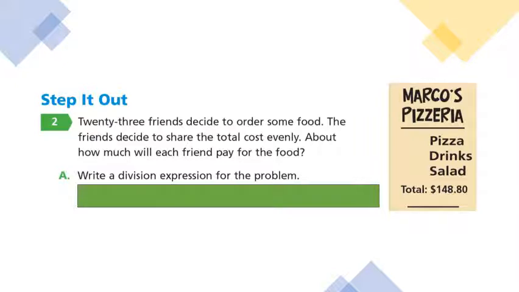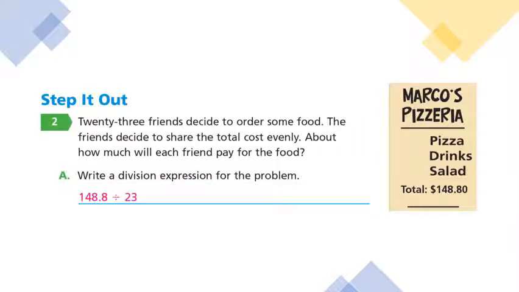Let's try one on your own now. 23 friends decide to order some food. The friends decide to share the total cost evenly. About how much will each friend pay for the food? Write a division expression for the problem. Is that what you got? 148 8/10 divided by 23.